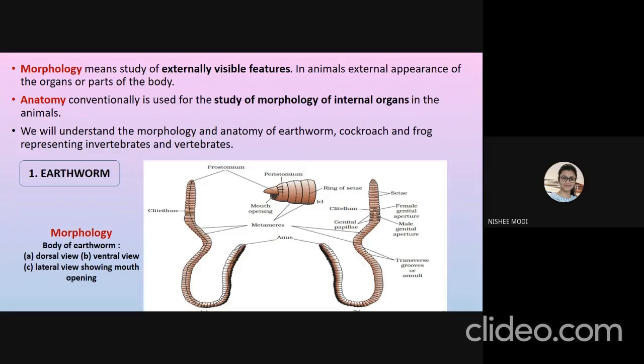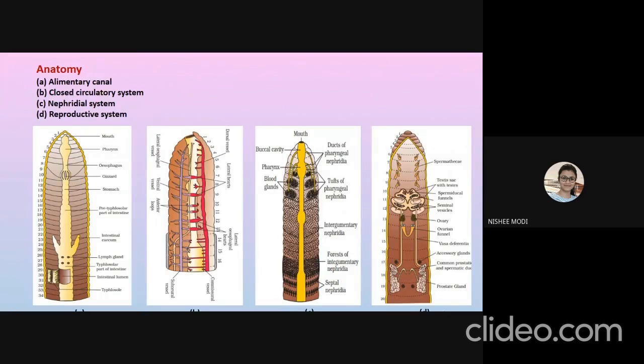First we'll see the earthworm. Here we will understand the characters included in the morphology and anatomy. So the body of earthworm: here is the dorsal view, here is the ventral view, and the image shows the lateral view showing the mouth opening of earthworm. Then anatomy: the first image shows the alimentary canal, then the closed circulatory system, then the nephridial system, and then the reproductive system. These are all systems included in the anatomy study.